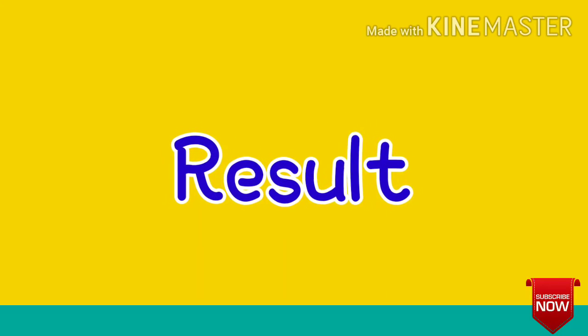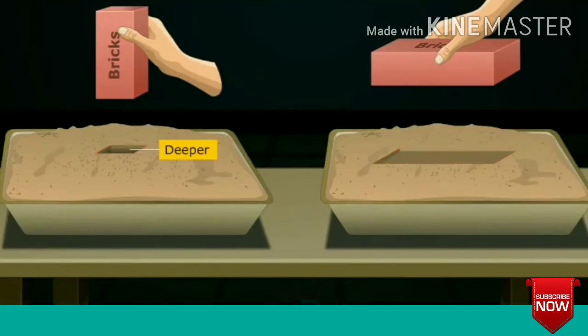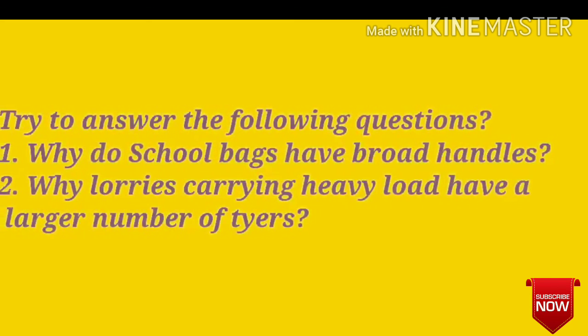Result of this activity: we learned that if the contact area or the surface area is less, the effect is more. Means in the vertical case it goes deeper due to more pressure. In the horizontal case the surface area is more, so the pressure acting in that particular case is less. We can conclude that if we use a larger area, the pressure becomes smaller.